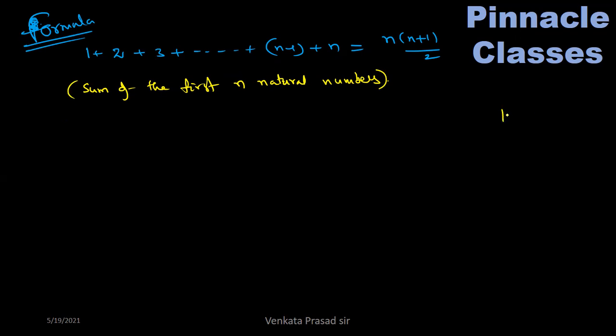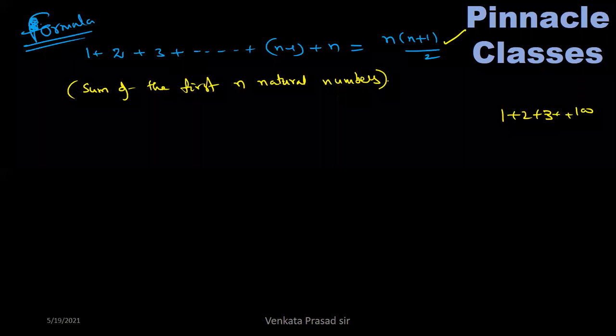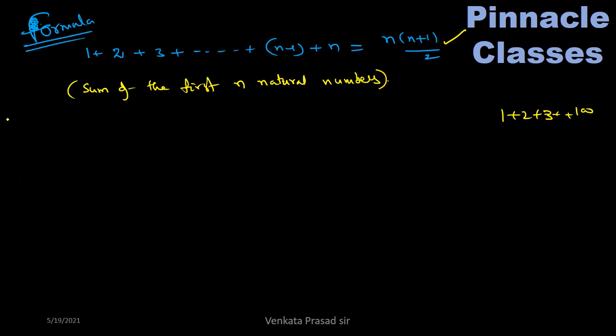What is the advantage? They ask for 1 plus 2 plus 3 and so on up to 100. Like that they're asking. How to find it with the help of this formula? Today we are discussing this. First, let me give the proof. Then we discuss what type of problems you can expect in competitive exams.